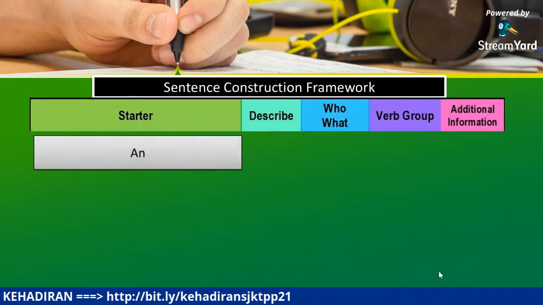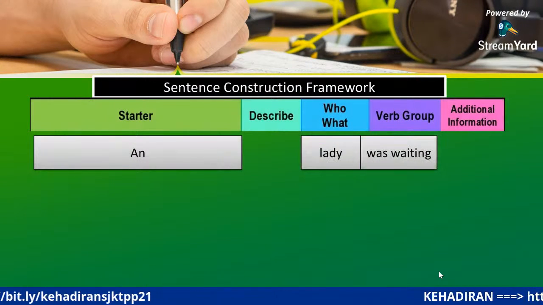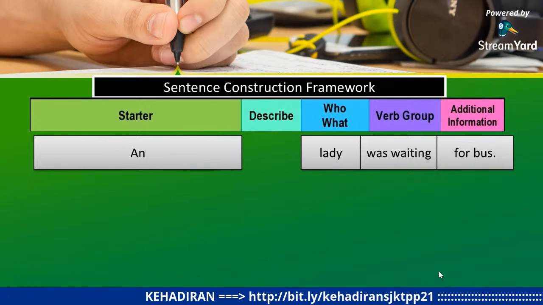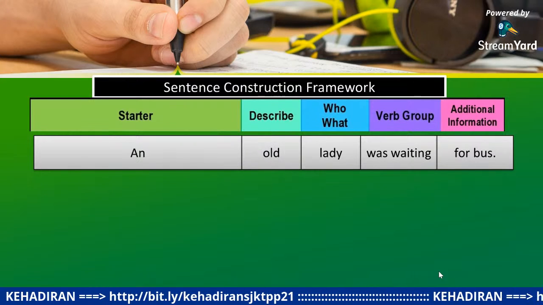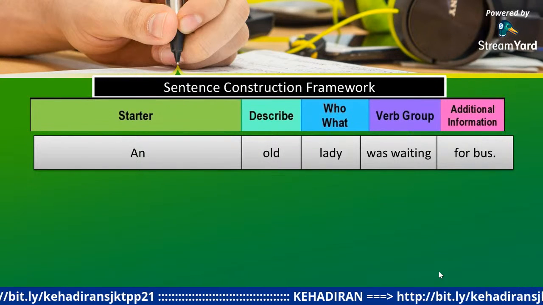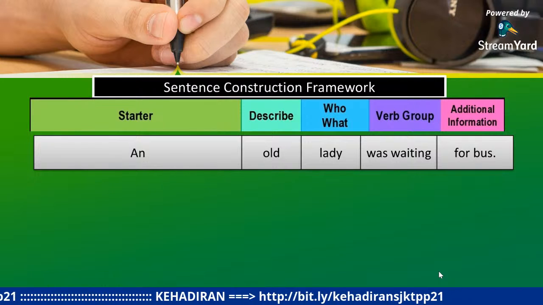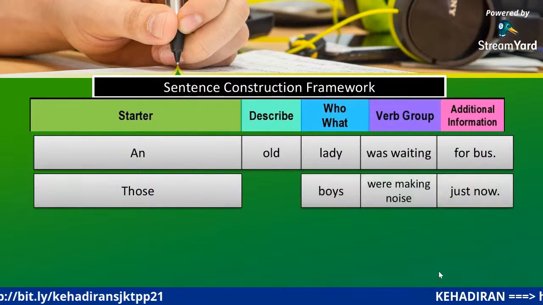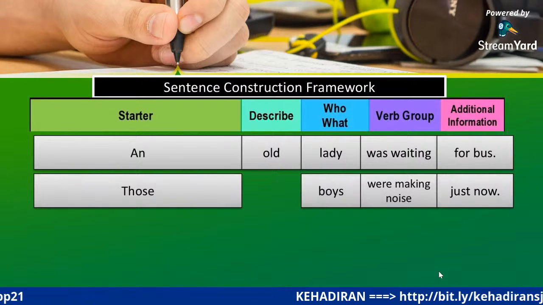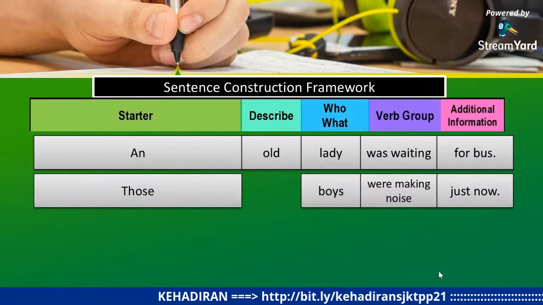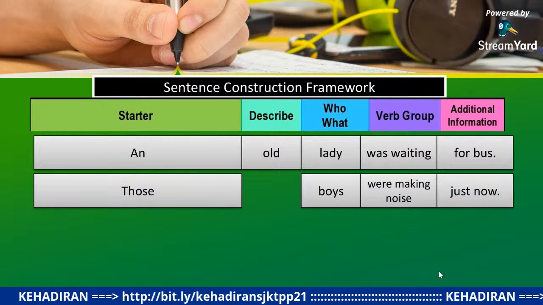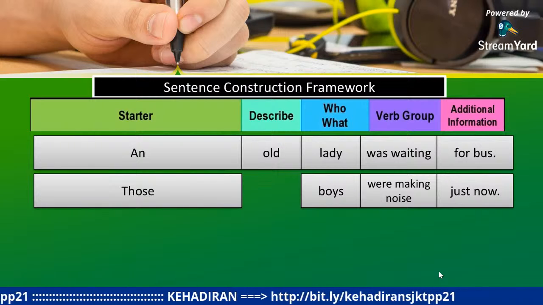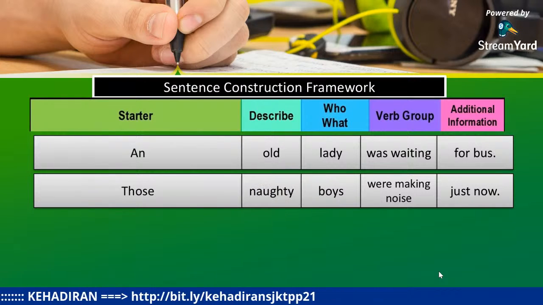Okay, we try with some other tenses. A lady was waiting for bus. Now I'm trying with past continuous tense. An old lady was waiting for bus. Okay, we try those. Those boys were making noise just now. Those boys were shouting in the classroom. Those boys were running in the field. It is up to you. Which boys? The naughty boys.